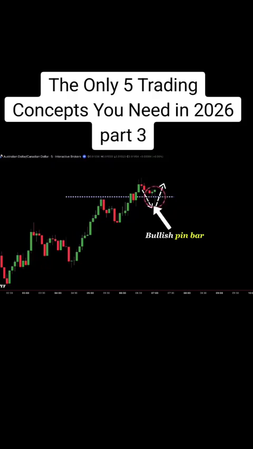Now you have confirmation. At this point, all four concepts align. Uptrend, pullback into support, liquidity sweep, bullish candlestick pattern. This is where professional traders enter. Not at the top, not in the middle, but after weak hands are removed.